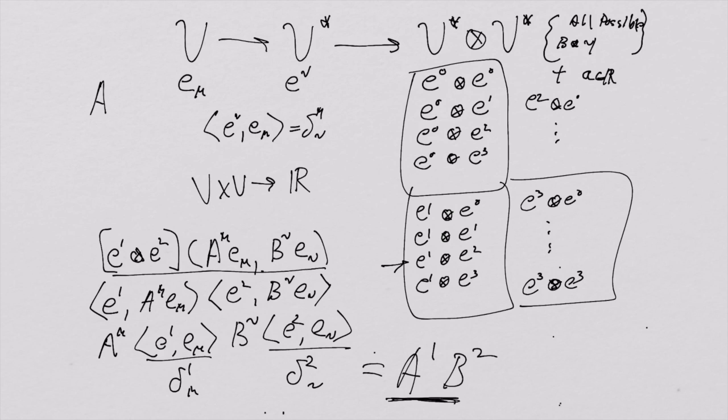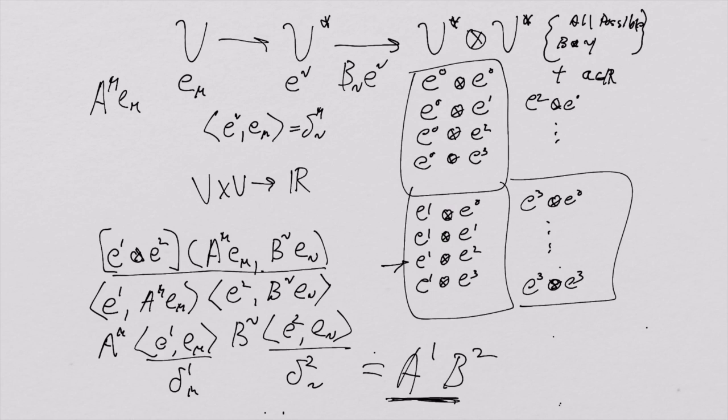We had a way of writing A^μ e_μ for an arbitrary vector, and we were able to write, say, B_ν e^ν for an arbitrary covector. How do we write an arbitrary tensor? Now we have 16 bases. We can't just use a symbol like this. What we have to do is something a little bit different.